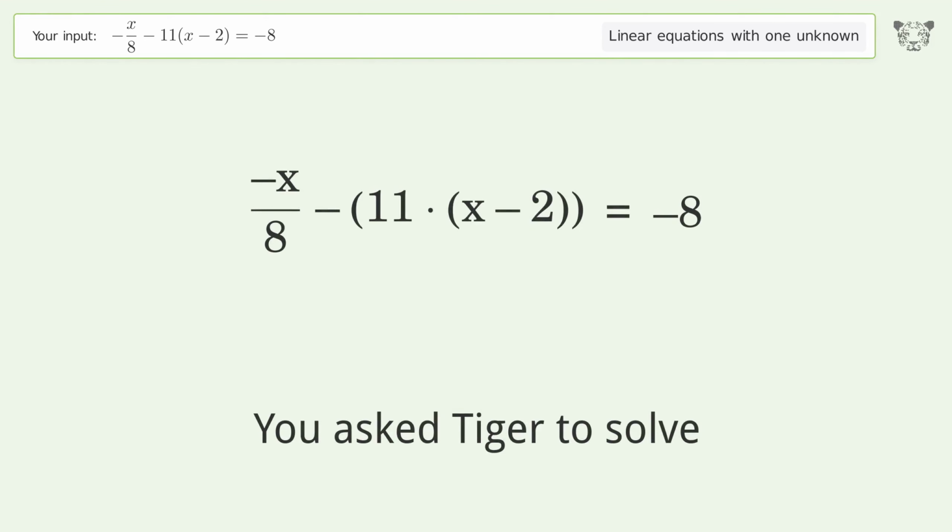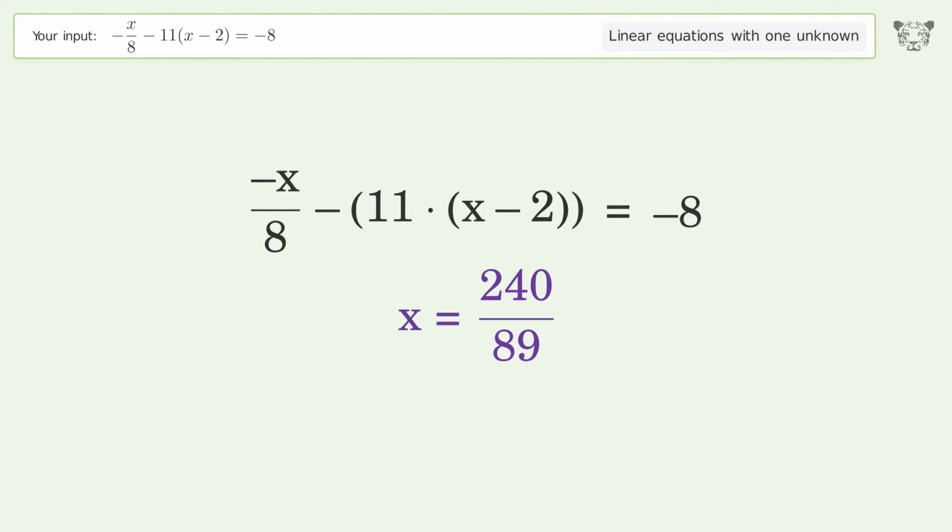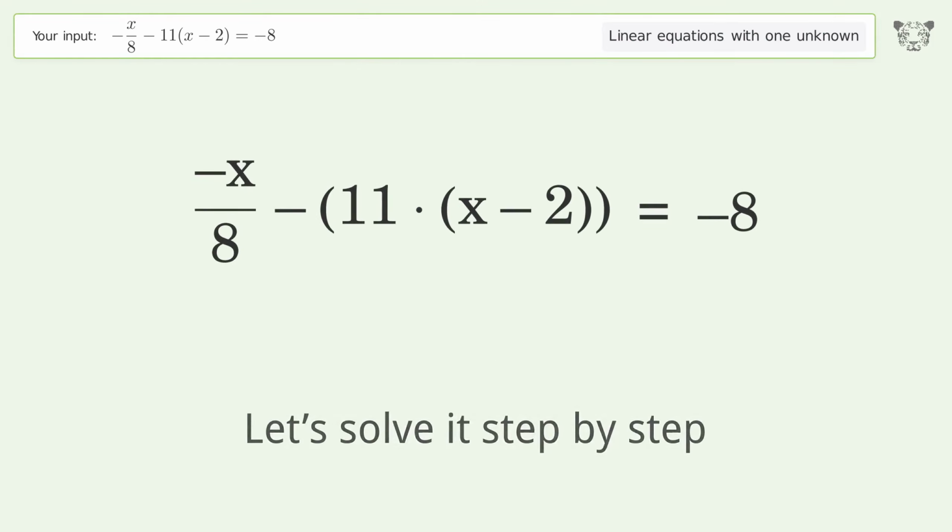You ask Tiger to solve. This deals with linear equations with one unknown. The final result is x equals 240/89. Let's solve it step by step.